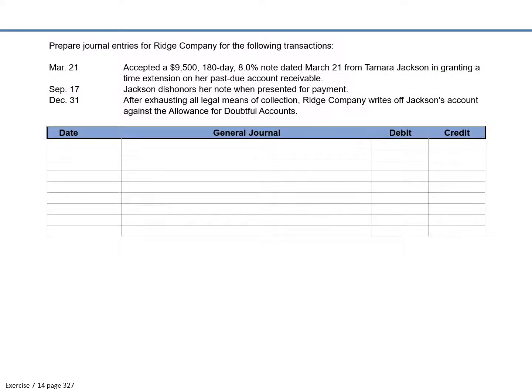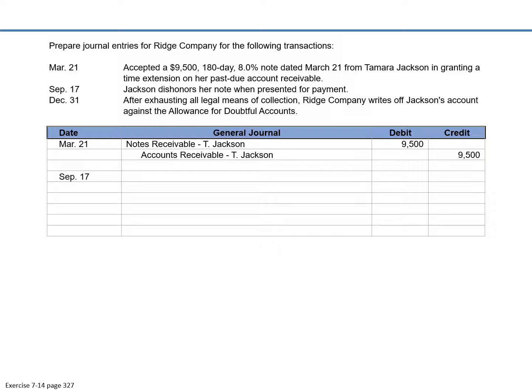All right, 714. Prepare the journal entries for Ridge Company for the following transactions. March 21st, we accepted a $9,500 180-day 8% note from Tamara Jackson, granting her a time extension on her past due account receivable. So the first entry, we're going to record a note receivable for $9,500, and we're going to reduce our account receivable with a credit of $9,500.